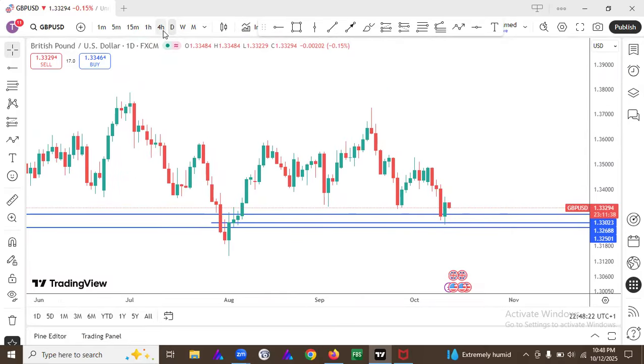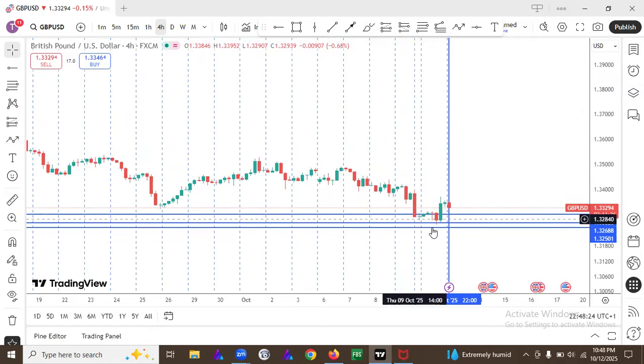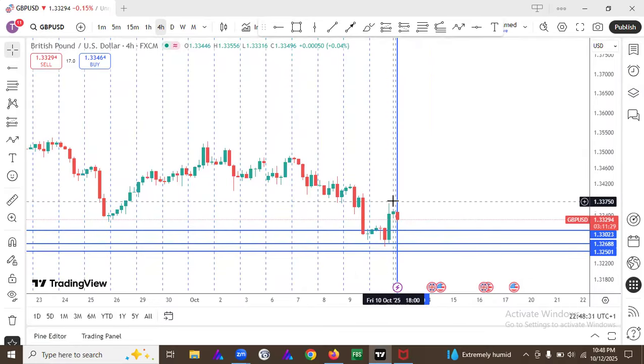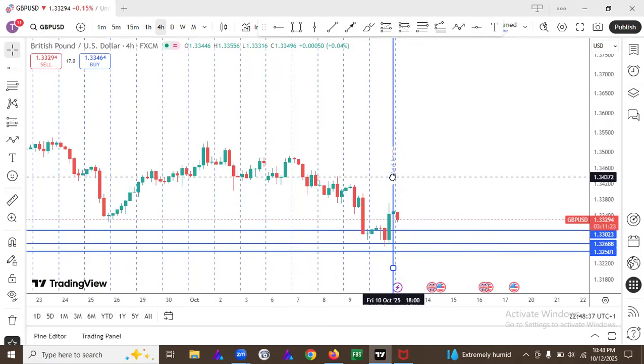I'm sure we have a bullish reversal pattern. You can see on the 4 hour time frame we have this engulfing pattern, which indicates a change in trend from bearish to bullish. Okay, so after this pattern formed, a fair value gap was created.